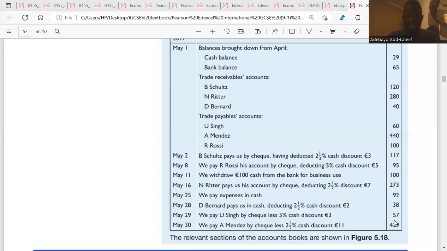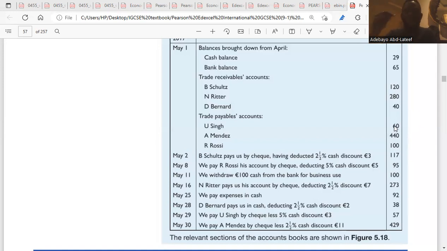Can you repeat that point? We pay Yusign by check, less 5% cash discount. We paid by check. We are owing Yusign 60 euros. Where's the 60 from? From the trade payables account. We have Yusign, we have Mendes, we have Roche. So for Mendes, 440, we did that. For Yusign, we are owing 60 euros. For the 60 euros, we have a cash discount of 3 euros. 5% cash discount is equivalent to 3 euros. So you take 3 euros from the 60 euros you are paying. That means we will be paying Yusign 57 euros.